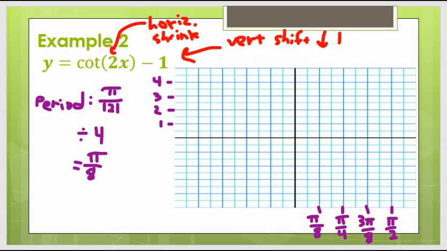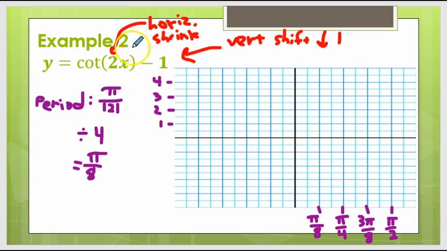For this example, we're using the cotangent function, so the second parent function we looked at, and I have the harder transformation being applied here, the horizontal shrink. Remember, it's backwards from what you expect, so 2 times, it's actually the reciprocal of that. It's actually half as wide. And then this transformation is going to move all of our dots down 1.